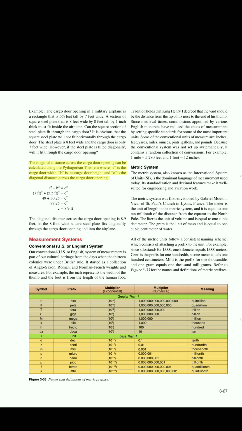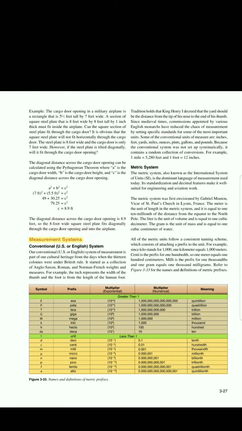The diagonal distance across the cargo door opening can be calculated using the Pythagorean theorem, where A is the cargo door width, B is the cargo door height, and C is the diagonal distance across the cargo door opening. A² + B² = C². 7 feet² + 5.5 feet² = C². 49 + 30.25 = C². 79.25 = C². C equals 8.9 feet. The diagonal distance across the cargo door opening is 8.9 feet. So the 8-foot wide square steel plate fits diagonally through the cargo door opening and into the airplane.